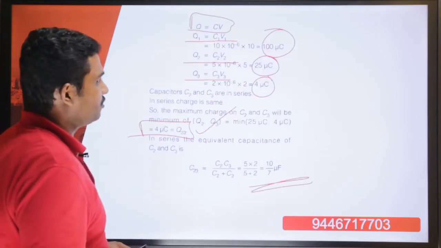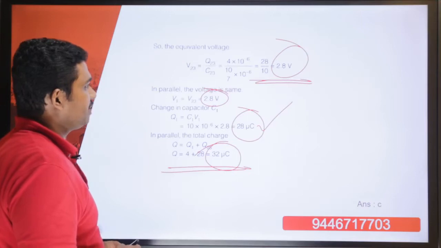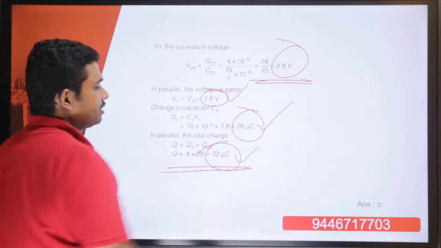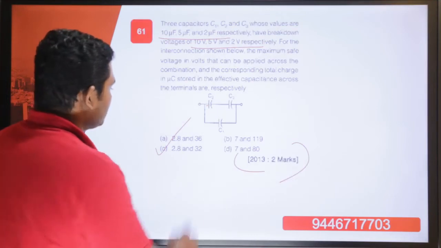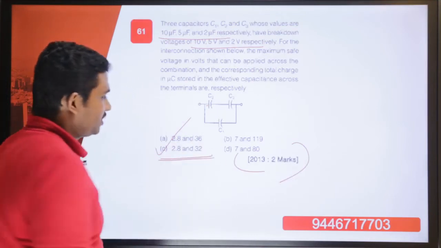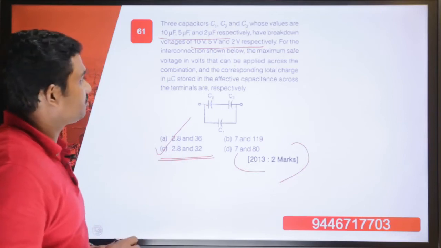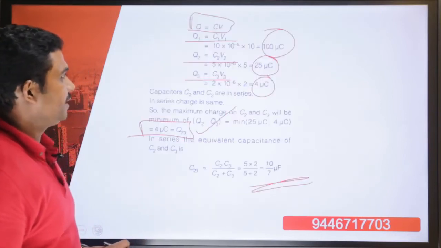So what is the safe voltage? The safe voltage that can be applied is 2.8 volt, isn't it? And the total charge is 32 microcoulomb. So what will be our answer? Our safe voltage will be 2.8 and the total charge will be 32 microcoulomb. So that is the answer for question number 61.